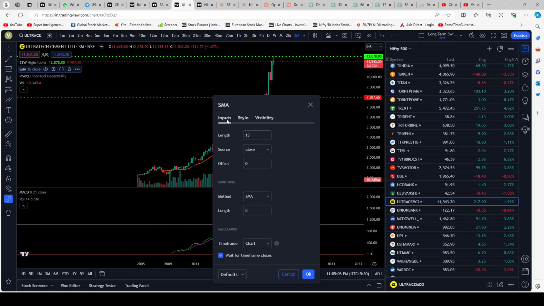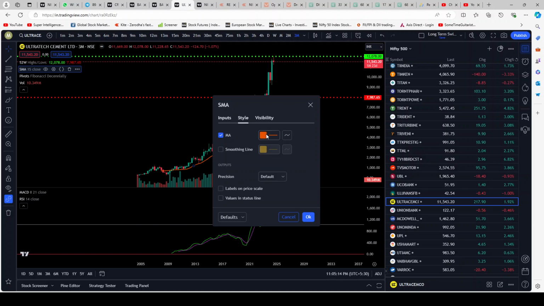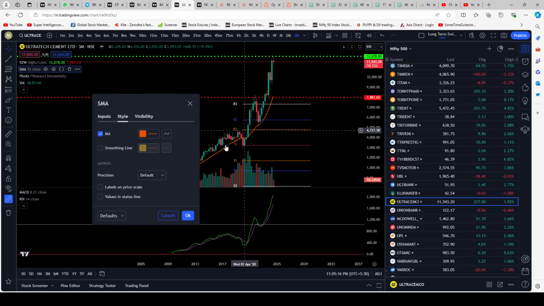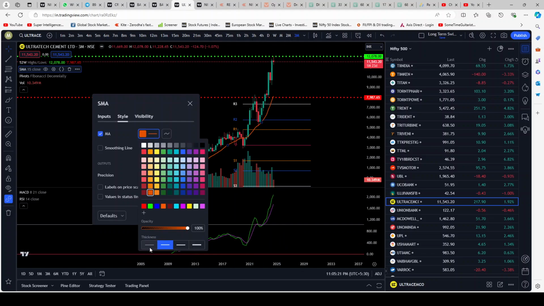The next one is the simple moving average, SMA. In some platforms, it's just called a moving average. On some platforms, it's called a simple moving average. So the length is 15. Color is your choice. I'm using an orange kind of color. This line that you see going up, you can use any color you want. I'm using orange with the thickness at 2.